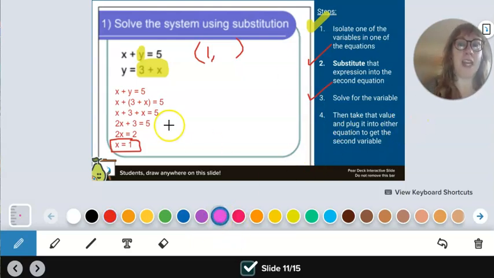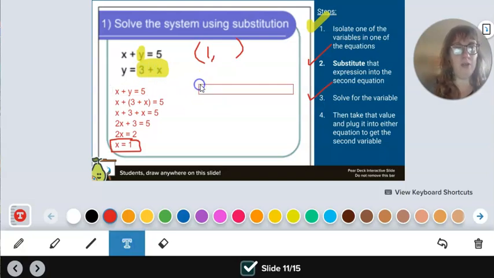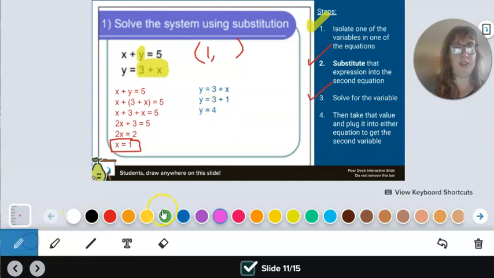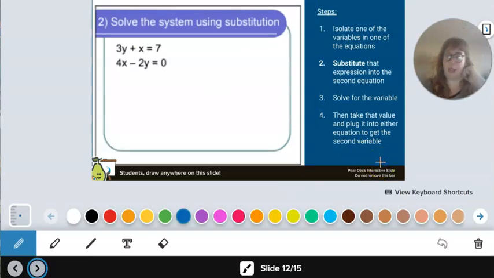Now step 4 is we're going to take that value and plug it into either equation to get the second variable. So we can plug it into y equals 3 plus x, but now we know that x is 1, so y is 3 plus 1, which is 4. Boom. So our coordinate is 1, 4. Done. Beautiful. This has one solution at 1, 4. Push to slide 12 for the next one.